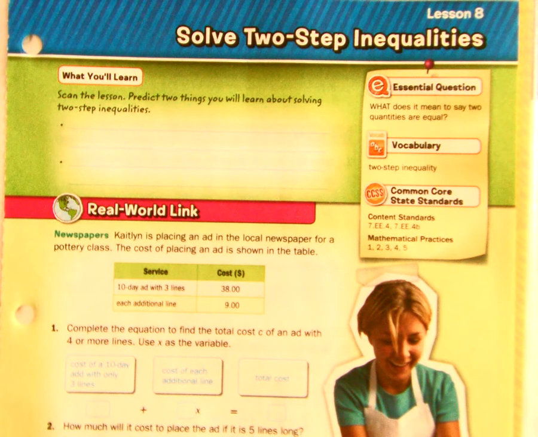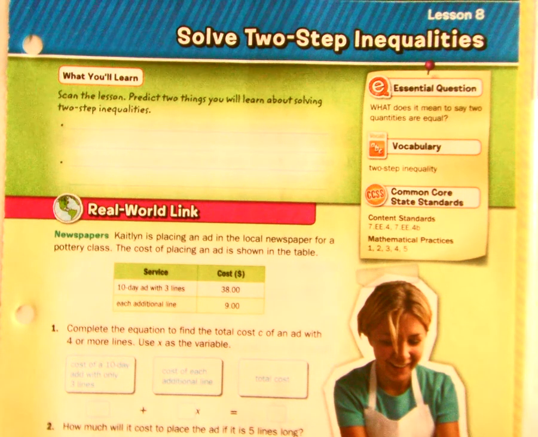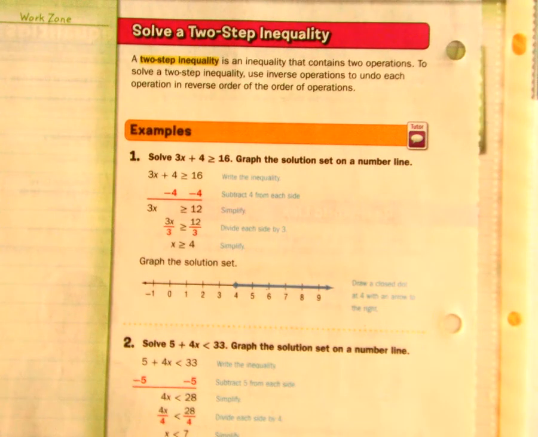Lesson 6.8, solve two-step inequalities. A two-step inequality is an inequality that contains two operations. To solve a two-step inequality, use reverse operations to undo each operation in reverse order of operations. So again, we are going to solve our two-step inequalities like we'd solve a two-step equation, only we have the inequality instead of the equal sign.